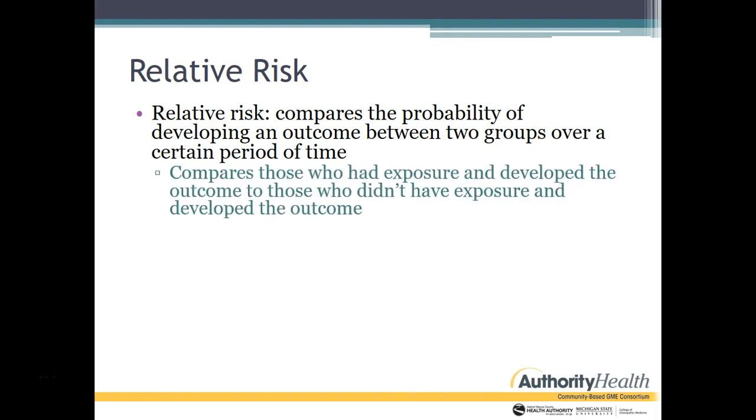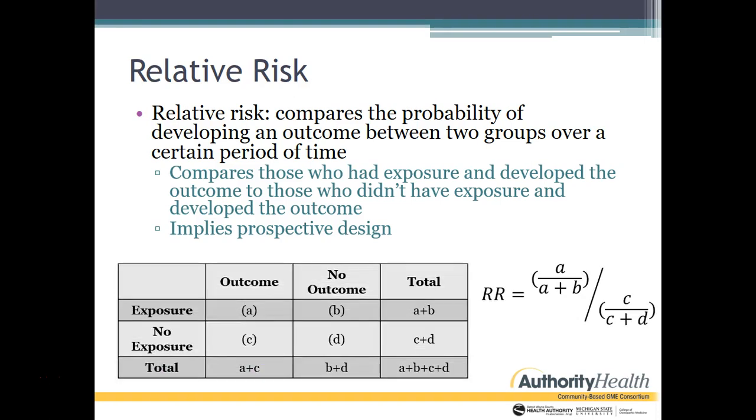It compares those who had an exposure and developed that disease or outcome to those who didn't have the exposure and developed the outcome. And again, this implies prospective design, so we're talking about cohort studies. And here we are back to our handy 2x2. So here we go. Relative risk, the probability of developing this outcome if you had the exposure versus if you had no exposure. And that shows you your relative risk of disease.